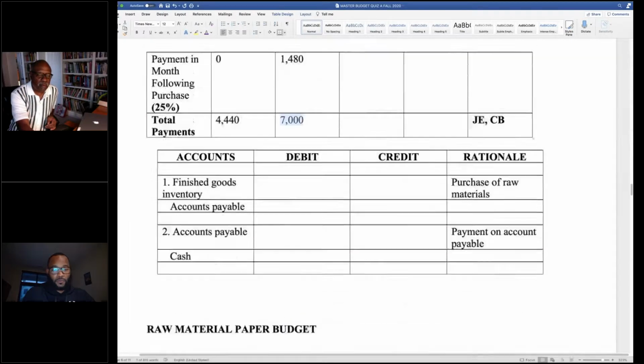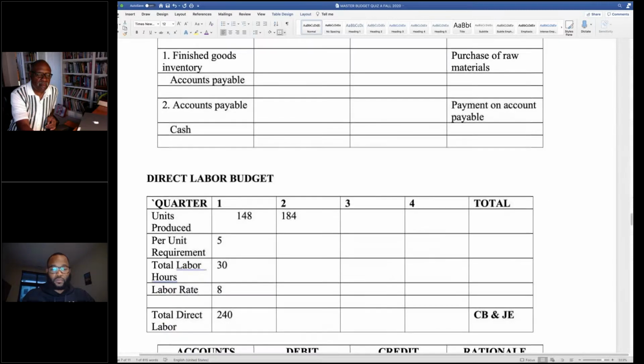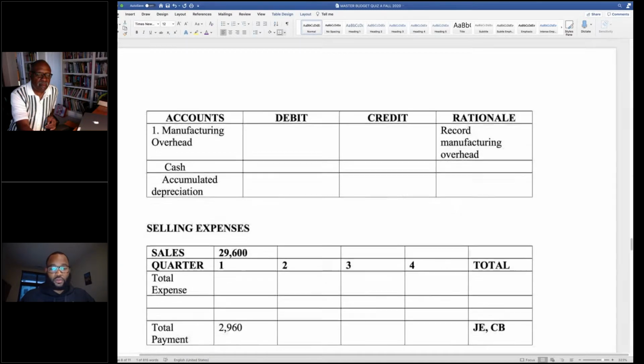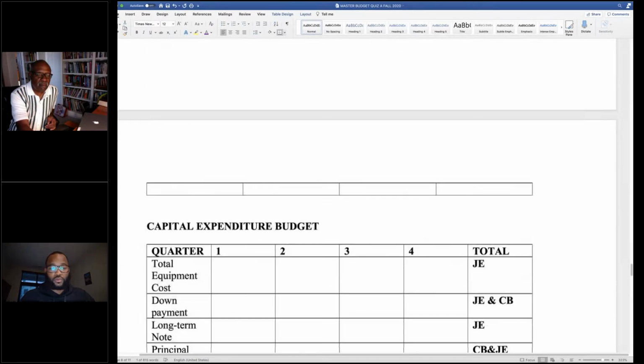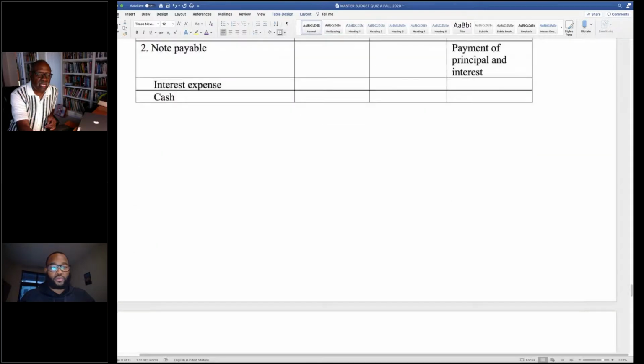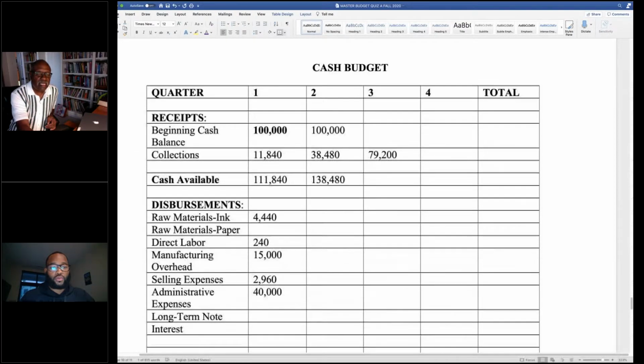Copy it. Then we come in here and put that in here for the ink. I put it in the wrong place. Take it out of here.